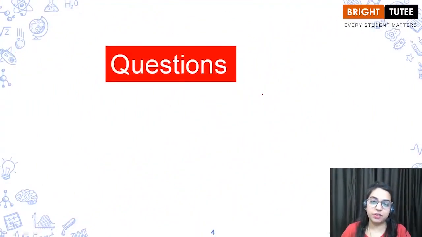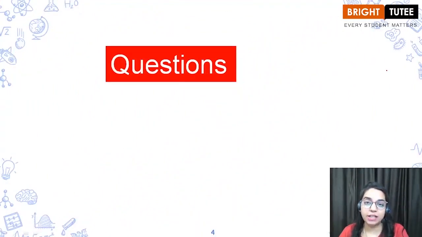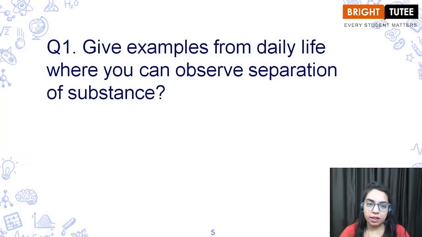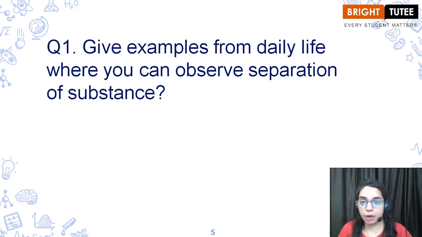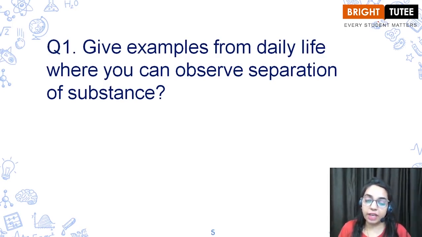In this session children, we are going to discuss a few questions and answers from the topics that we have covered so far. So let's begin with the first question. The question is, give examples from daily life where you can observe the separation of substances. So children, this chapter is based upon your daily life. You can observe these things around you if you're aware about your surroundings. So let us quickly begin and find out some of the examples where we observe separation of substances.